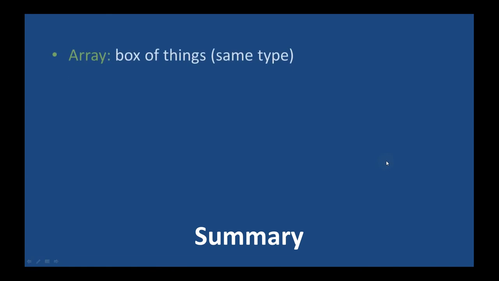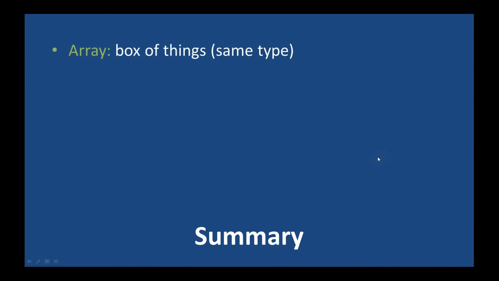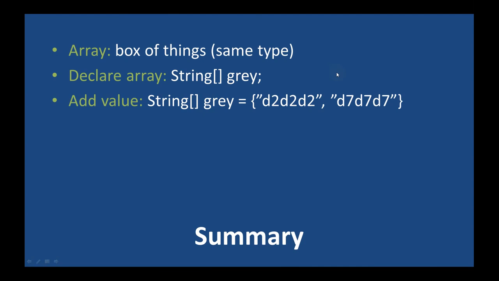Okay, summary. So an array is a box of things that has the same type. To declare an array, you say its type followed by 2 brackets and then its name. To add values to the array, you say equals. After declaring it, you type equal, and then you start with 2 curly brackets. Then you put the value of each element of that array inside the 2 curly brackets, separated by commas.